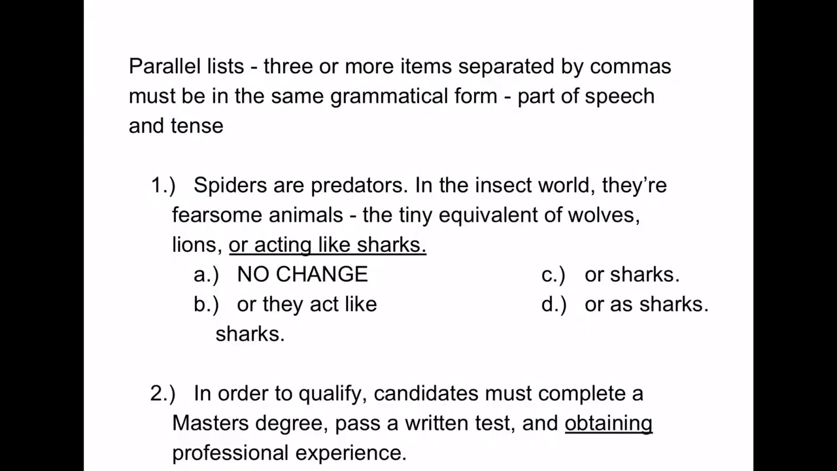And the next concept has to do with parallel lists. And lists are 3 or more items separated by commas, and they must all be in the same grammatical form, which means have the same part of speech and the same tense.